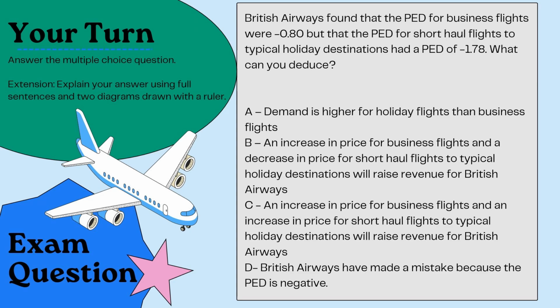You have made it to the final question, and it is now your turn to answer this multiple choice question. If you want an extension, explain the answer in full sentences and use 2 diagrams drawn with a ruler. If British Airways found that the PED for business flights were negative 0.8, but that the PED for short haul flights to typical holiday destinations had a PED of negative 1.78, what could you deduce? Pause here and have a go answering the question.